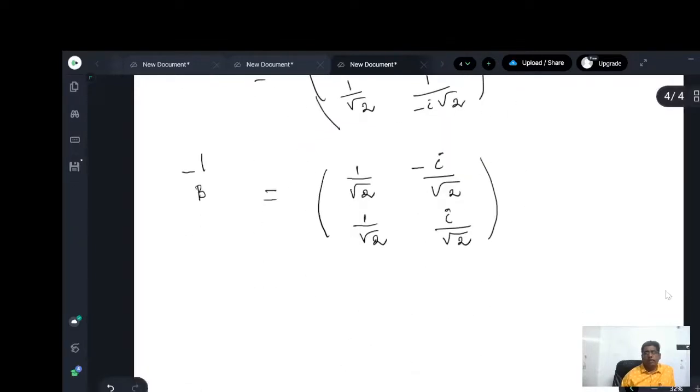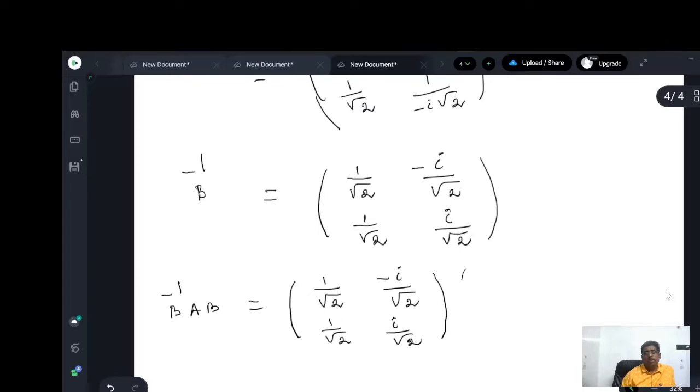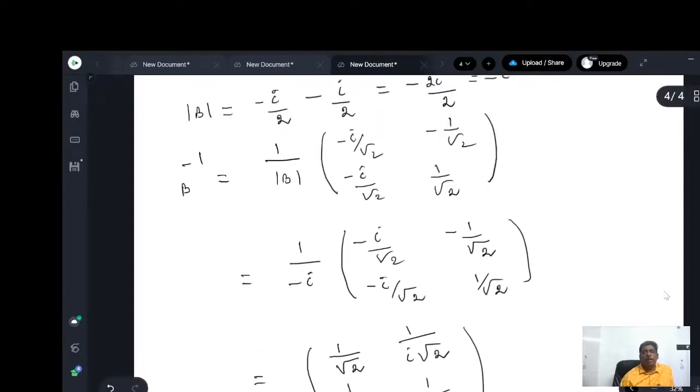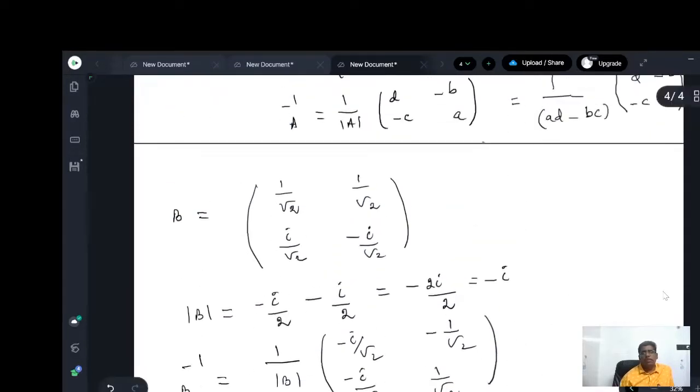Now you have to find out the value of B inverse AB. Then the value of B inverse is 1 by root 2, minus i by root 2, 1 by root 2, i by root 2. This is B inverse. Then the value of A is 0, minus i, i, 0. And the value of B, substitute the value of B. B value is 1 by root 2, i by root 2.